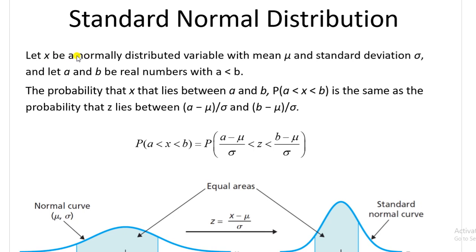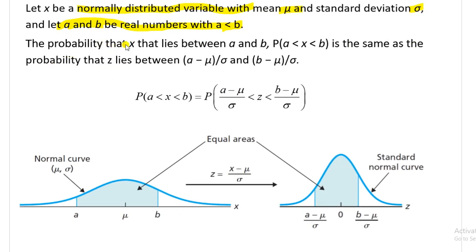So let x be a normally distributed variable with mean mu and standard deviation sigma, and let a and b be any 2 real numbers where a is less than b. Of course, we are talking about an interval, so the left side has to be smaller. The probability that x lies between a and b is the same as the probability that z lies between (a minus mu) by sigma and (b minus mu) by sigma.